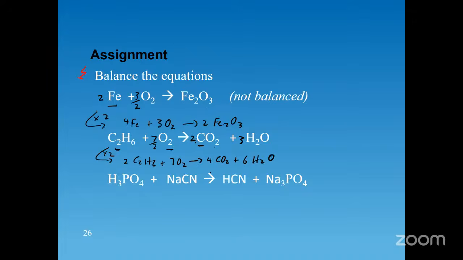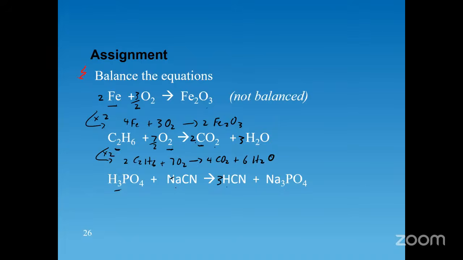Okay. For the next one, you're given H3PO4 plus sodium cyanide to give hydrogen cyanide and sodium phosphate. All right, so let's see here. Okay, first thing I noticed, there are 3 hydrogens here, and there's 1 here. So what I would do is put a 3 here, and then there's 1 phosphorus. So the phosphorus is balanced, and the oxygens are balanced.